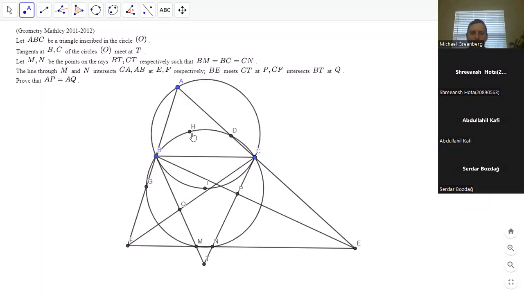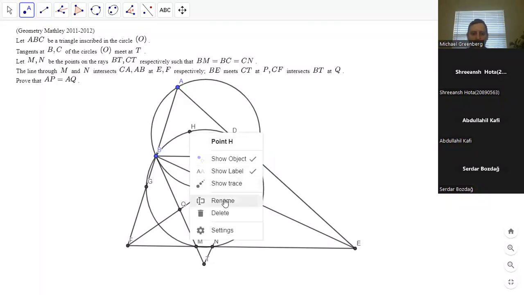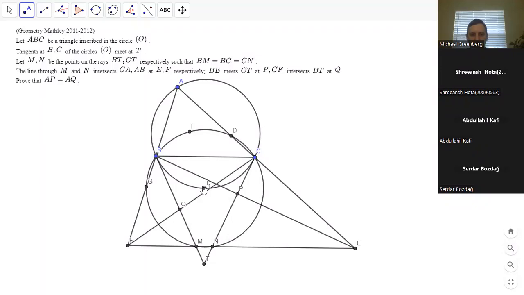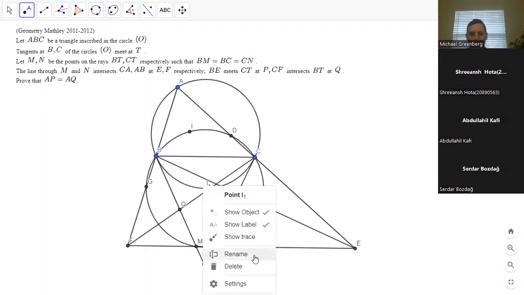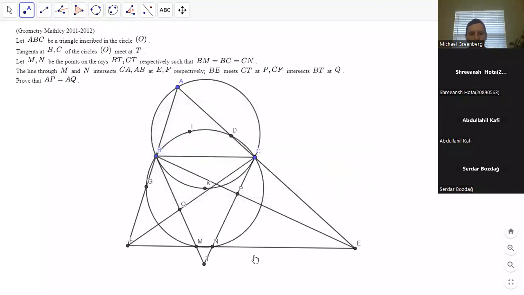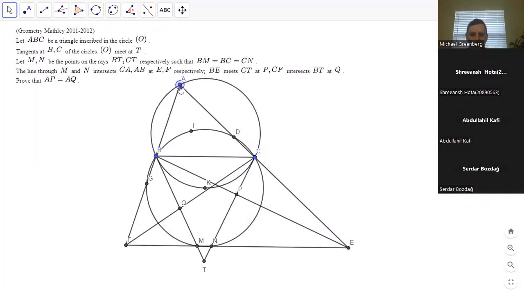Because we know angle B, I'll call this I. Yeah, BI is the angle bisector of TBC. So yeah, no, BK. These are all on the same circle by an angle chase. Okay, so that tells us a lot about that circle.